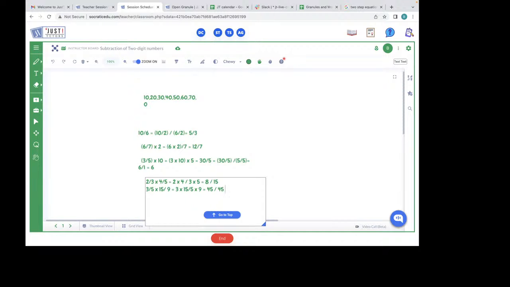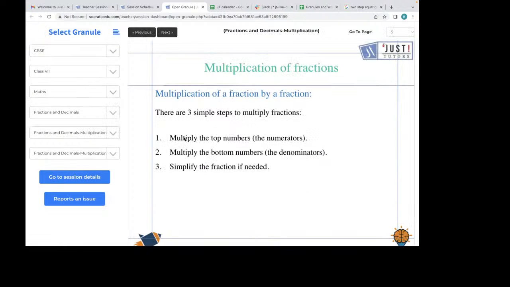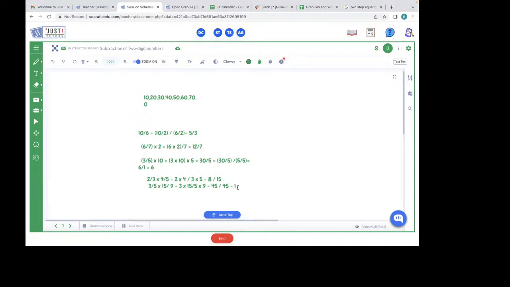So what have we got? We have got 45/45. So 45 and 45 both have a common factor, right? And it is 45. So we can divide both the numerator and denominator by 45 and we will get 1. This is what we call the simplification. So हमने, like in this we were told, first we have to multiply the top numbers, then the bottom numbers, and then we simplify the fraction if needed, and this is what we have done in here.